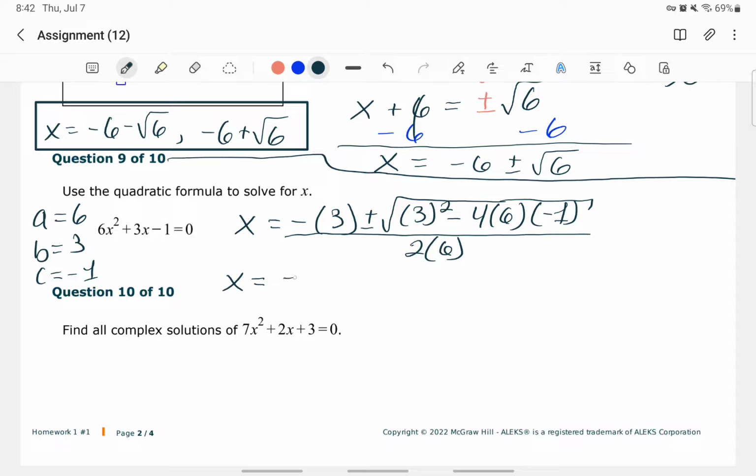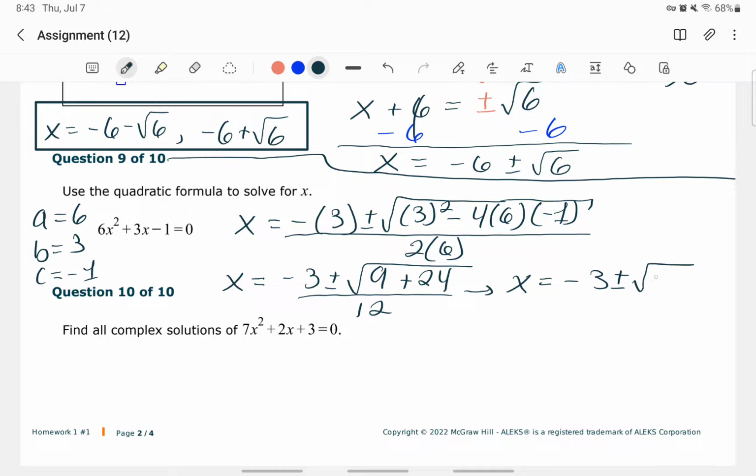That's going to be -3 plus or minus the square root. 3 squared is 9. -4 times 6 is -24. -24 times -1, that is +24. And 2 times 6 is 12. X is going to equal -3 plus or minus the square root of 24 plus 9, that's 33. And that's divided by 12.